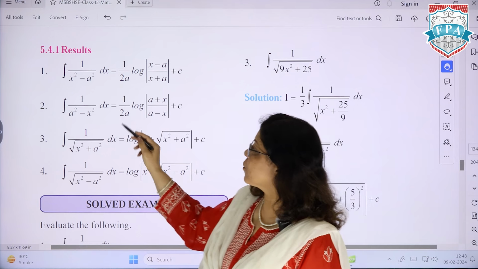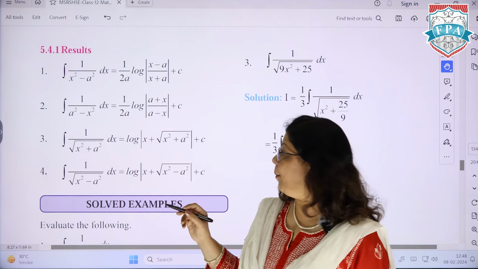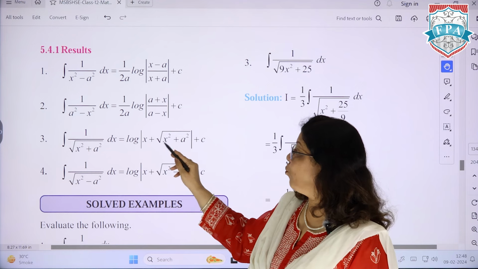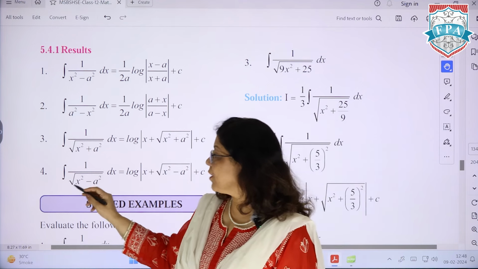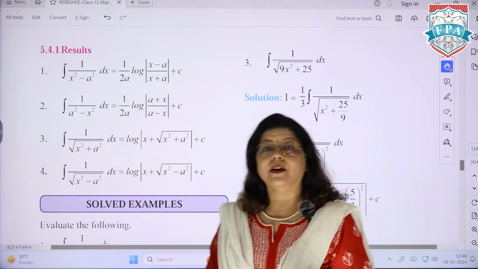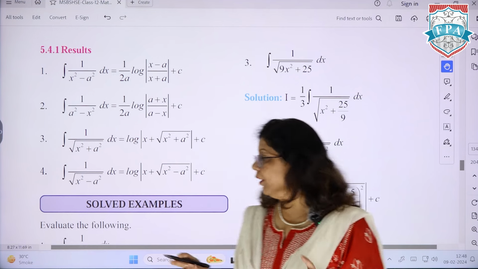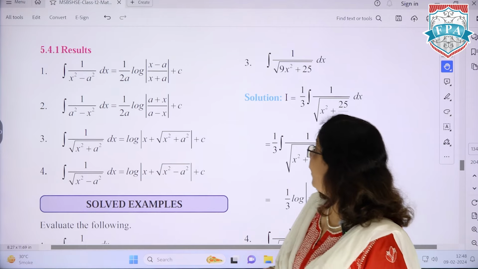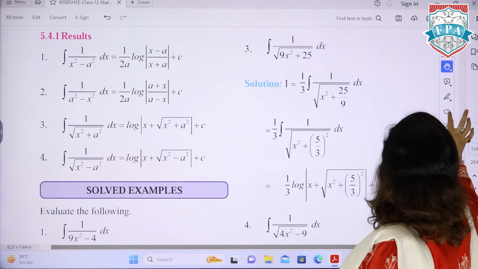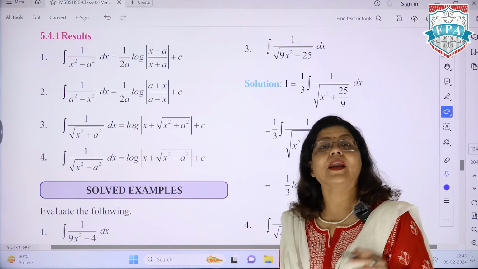Then for a square minus x square, only this changes. Numerator will become a plus x, denominator will be a minus x. Under root x square plus a square, it is log x plus root x square plus a square. And root x square minus a square will be log x plus root x square minus a square. So while learning, understand the relationship between the things, it will become easier for you to learn the formula. These formulae will be used either directly, or you will be converting the question into the desired format and applying it.